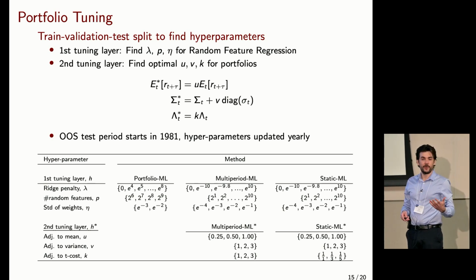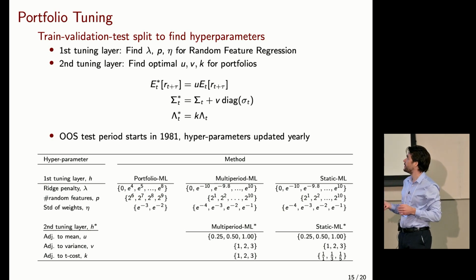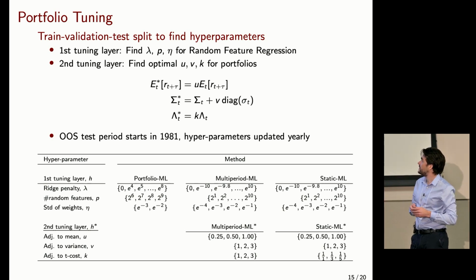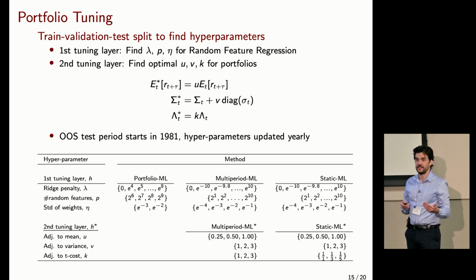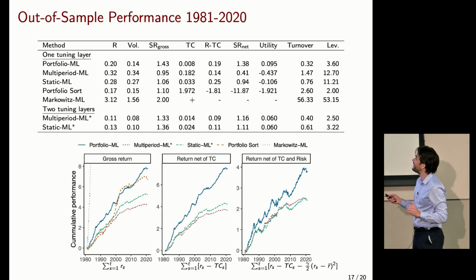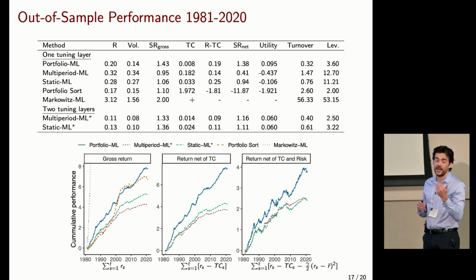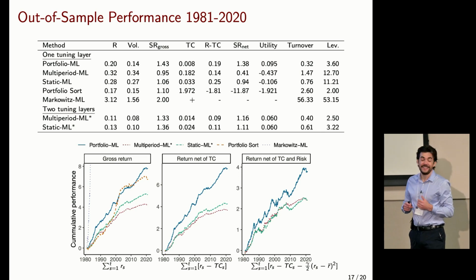Now, the test period will start in 1981, and everything will be out of sample, so hyperparameters will be picked from data before this out of sample period, and we're going to update these hyperparameters on a yearly basis. Now, to the empirical results. What I show you here is the out-of-sample performance for each of these methods from 1981 to 2020.